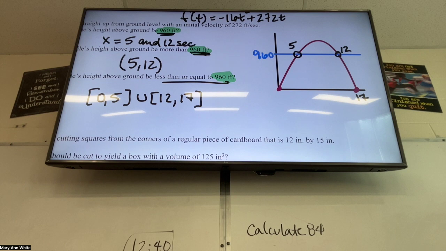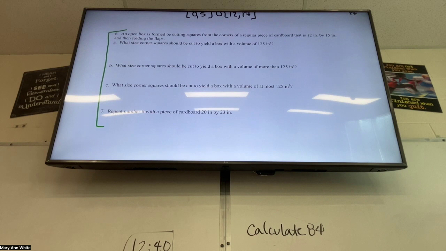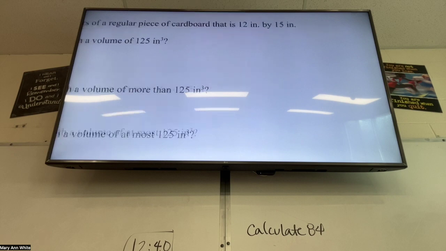Okay. I got one more type of problem to show you guys. Any questions on these projectiles before I move on? Okay. I'm just going to do a little show and tell. This problem says an open box is formed by cutting squares from the corners of a regular piece of cardboard that is 12 inches by 15 inches and then folding the flaps, okay?